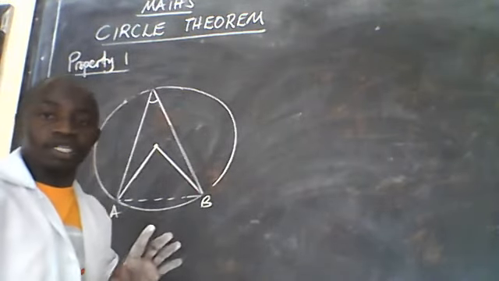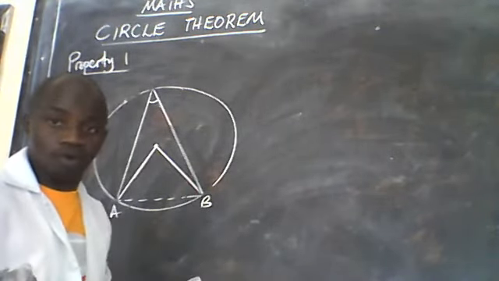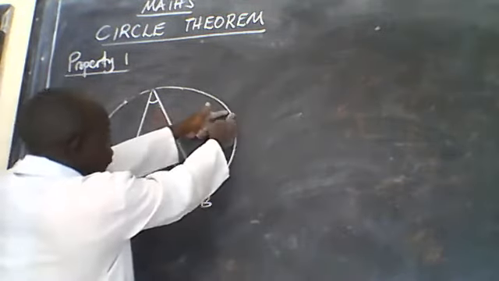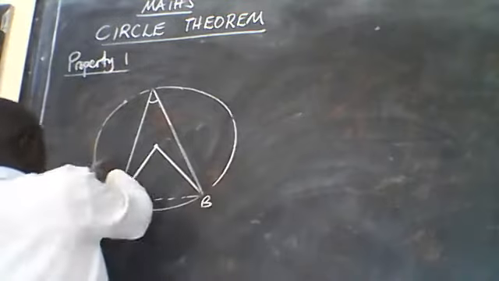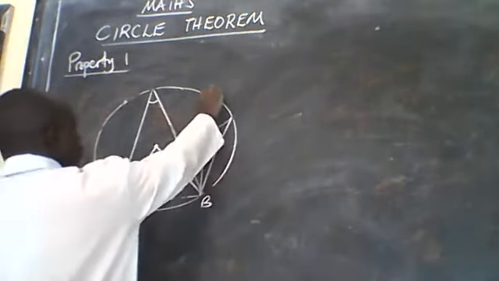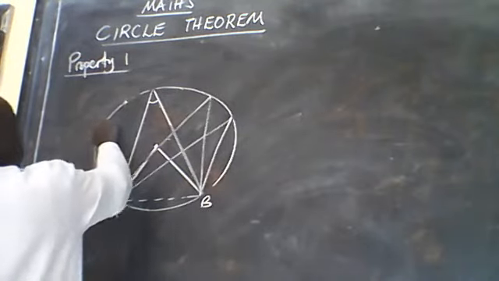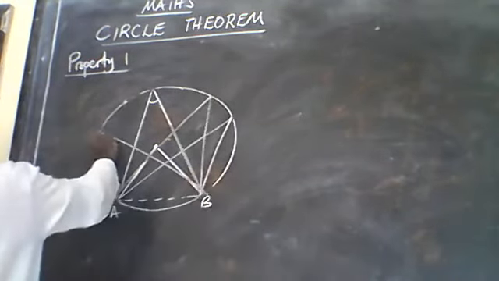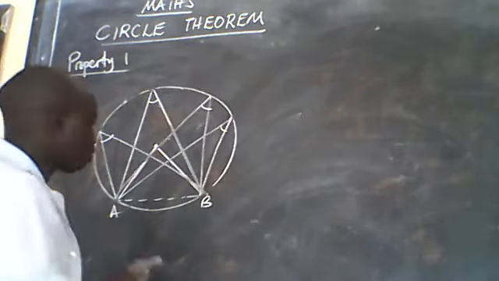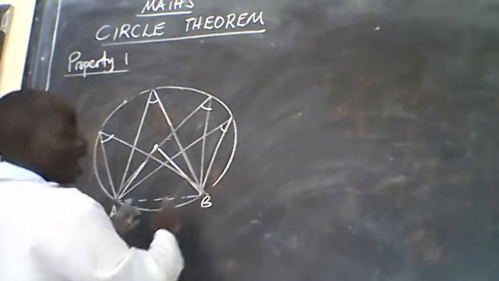Angles from the same chord, ladies and gentlemen, are equal. From the same chord AB here, I can form another angle here. I can form another angle here, and another, just like that. You see that? So this angle, this angle, this angle, they'll all be the same. Angles formed from the same chord are equal.